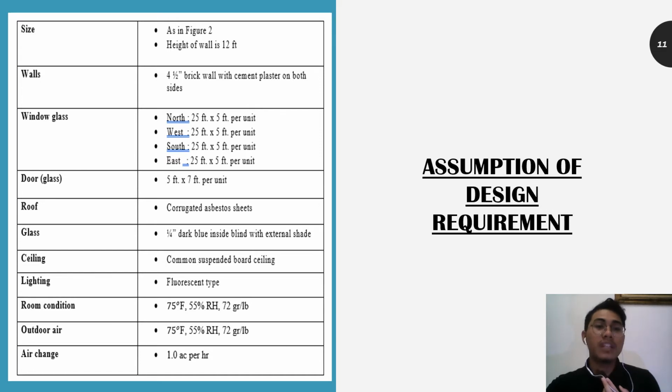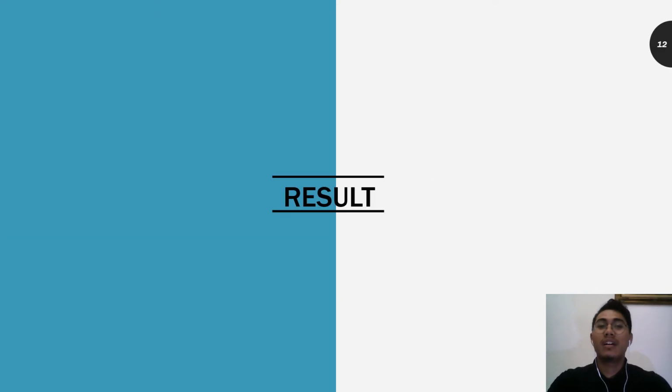The door glass is 5 feet times 7 feet per unit, the roof is corrugated asbestos sheets, and the glass is 1/4 inch dark blue with inside blind and external sheet. The ceiling is common suspended board ceiling, and the lighting is fluorescent type. Room condition is 75 Fahrenheit, 55% RH and 72 GR per LB, and outdoor is 75 Fahrenheit, 55% RH and 72 GR per LB, and the air change is 1.0 AC per hour.